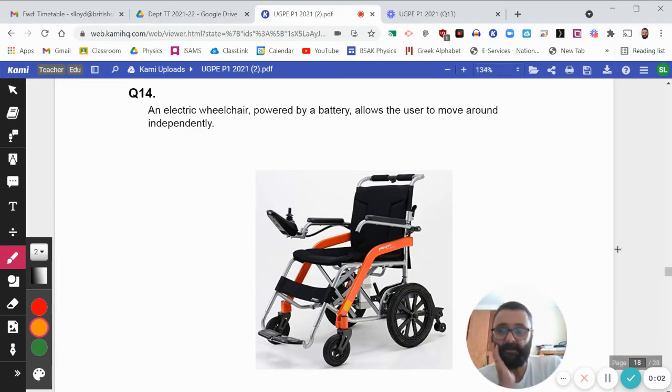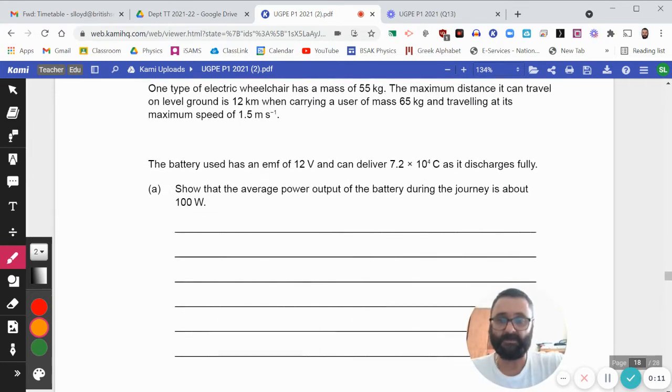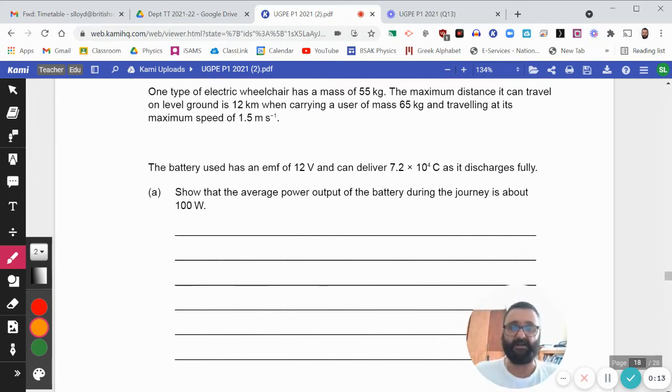Right, question 14, the wheelchair question. An electric wheelchair is powered by a battery and allows users to move around independently. One type of electric wheelchair has a mass of 55, and the user has a mass of 65. It can travel on level ground for 12 km at a speed of 1.5.